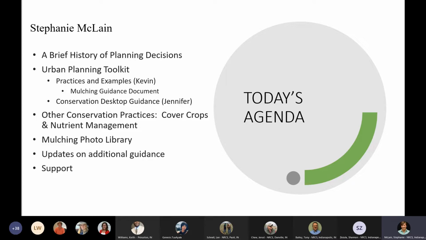We're going to have a little bit of a discussion about other conservation practices that can be used and applied on our urban and small farms. And then we have some additional updates or additional guidance, and a mulching photo library. We're going to use the library, even though it says second to last, as the last thing that we close out on, hopefully using those photos to get the juices flowing on the work that you're doing in the field with urban producers and showing some examples of what's been done in different parts of the state already.